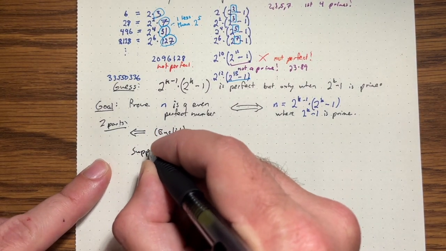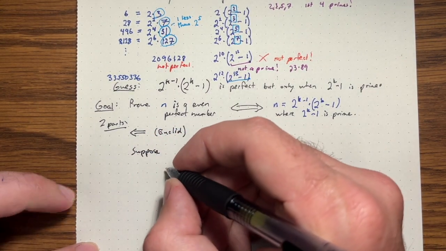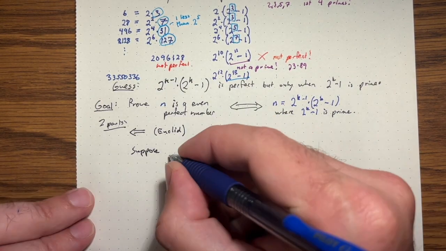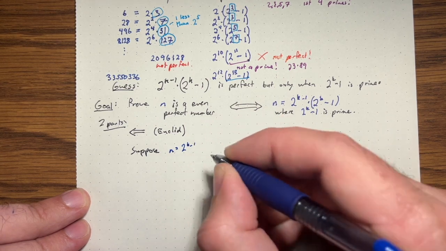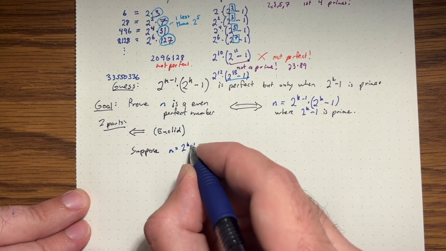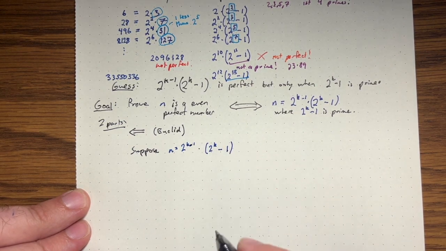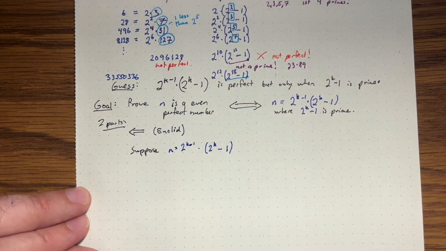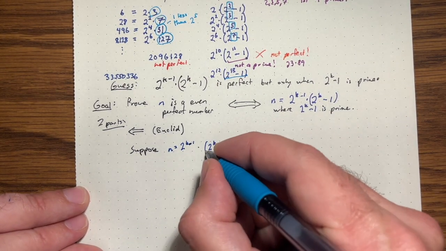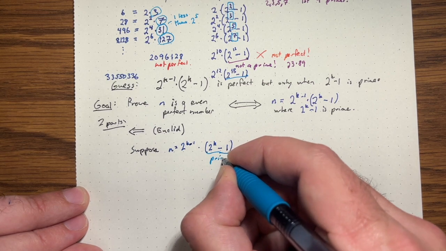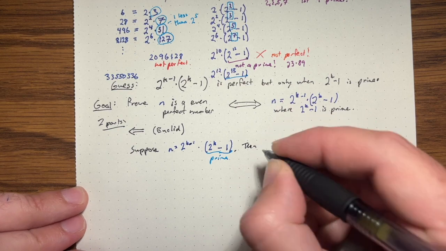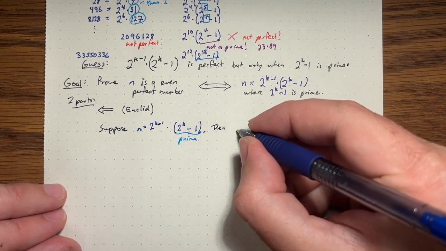So suppose, well, let's say I have a number of this form. So suppose n equals 2^(k-1) times (2^k - 1). This minus 1 is up in the exponent, this one is down here. So let's suppose this, so n equals this with 2^k - 1 prime. So we'll suppose that's prime. Well, then what do we do? So then all I want to do is compute sigma of n.